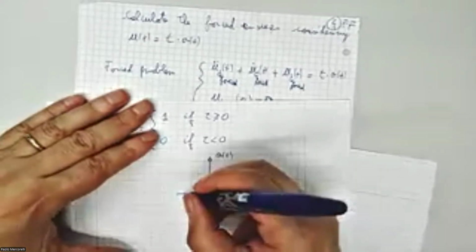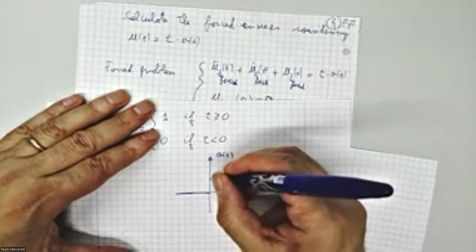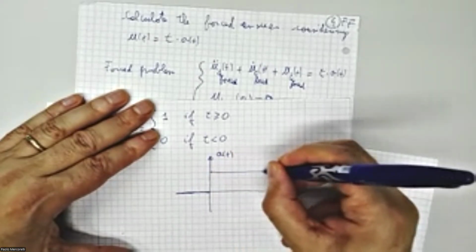I don't know if I have another color. I don't have the shade. 0. Let me say 1.